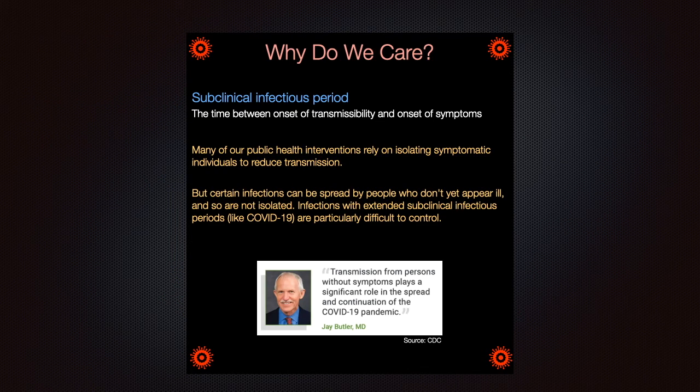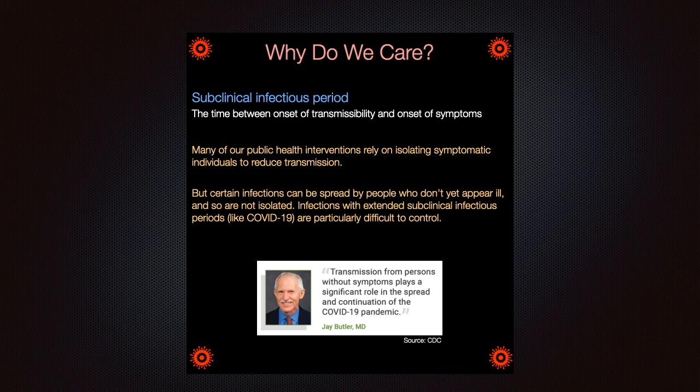That's why we care particularly about that subclinical infectious period, that time between when a person can transmit the disease and when they start showing symptoms. And we care about that period in particular because most of the interventions that we rely on for public health response are based on isolating people who have symptoms. If you're sick, you stay home. If you're sick, you stay away from people. You go to the hospital and you're isolated so that you don't transmit that disease.